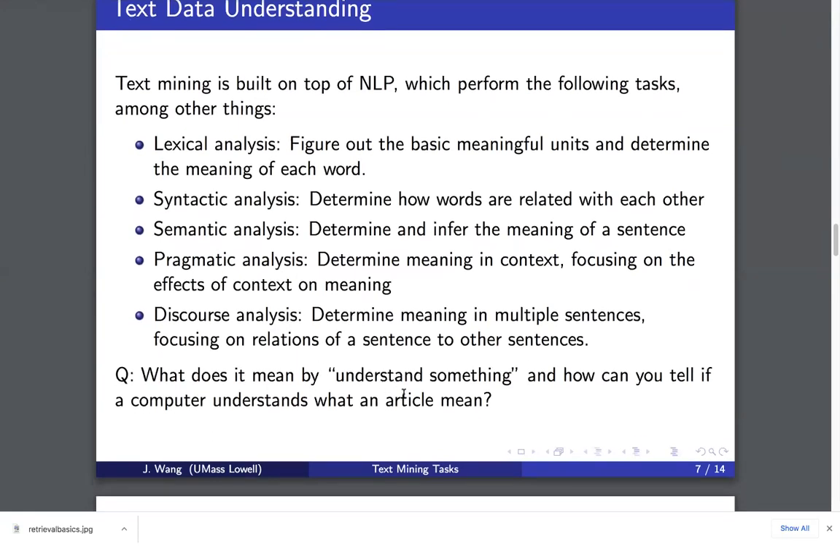So by now, I'm going to ask you to think about the following. Okay, what does it mean to understand something? And how can you tell if a computer understands what an article means? Now, this is really a fundamental question. There is no clear answer to this, but we should think about it from different perspectives.